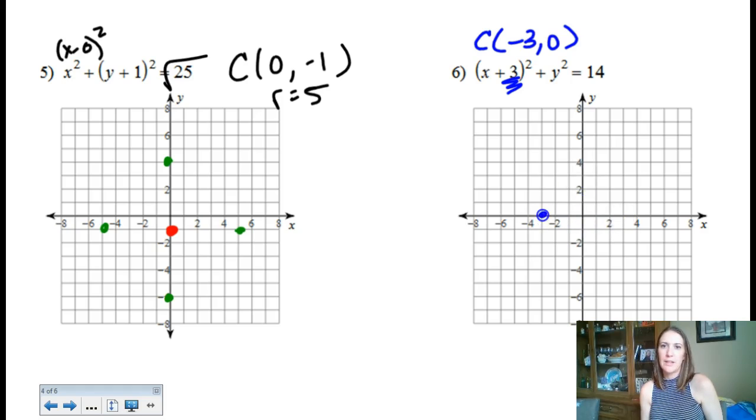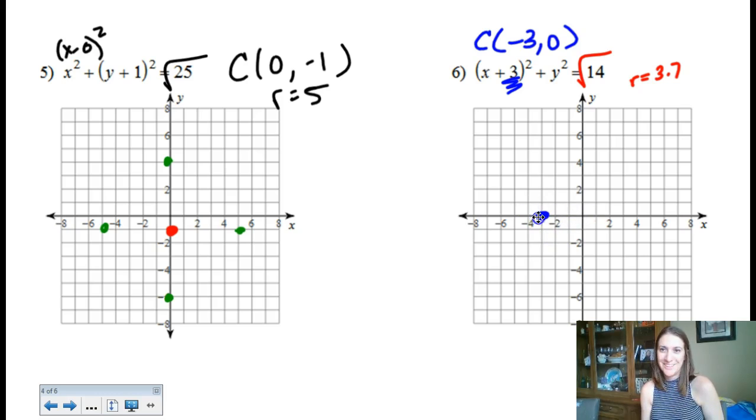Oops, wrong way. -3, 0. And then, oh, this is weird. The square root of 14. I'm going to need to estimate that if I'm going to graph it. I kind of know what it is, but it is 3.7-ish. So when I go to graph this, the good news is, since I can't graph, I'm not going to be that picky about you guys either, but I need to go 3.7 units up, down, right, left.